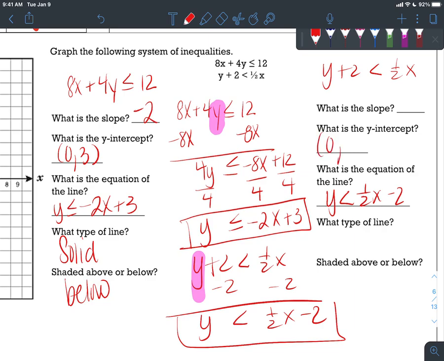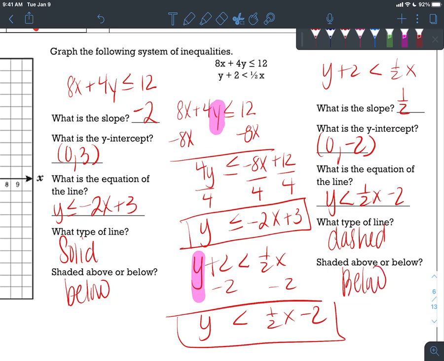So my y-intercept is (0, -2). What is the slope? The number that's attached to x. Type of line, this is going to be dashed because it does not have the extra line. And shaded, y less than, shade below.